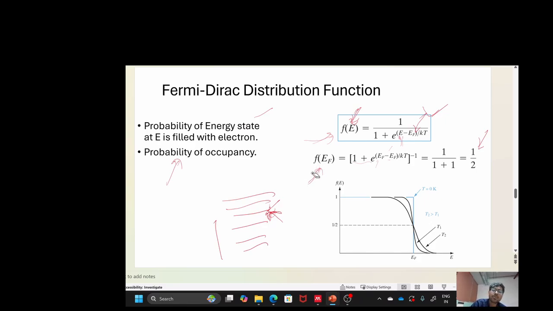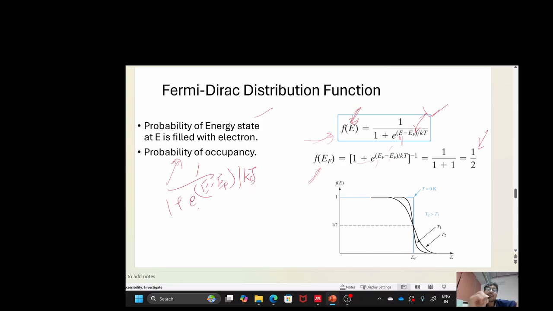Okay, so now if you look at this term, 1 over 1 plus e raised to power (E minus EF) by kBT, where kB is the Boltzmann constant. If E is the energy level, and the energy level is less than the Fermi energy EF, this whole term in the exponent will be negative.